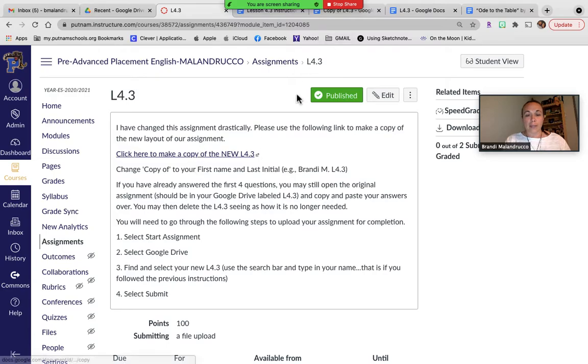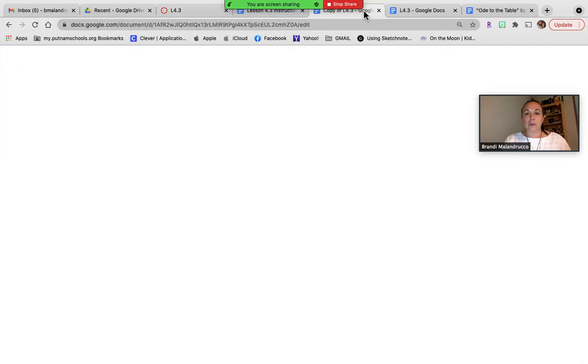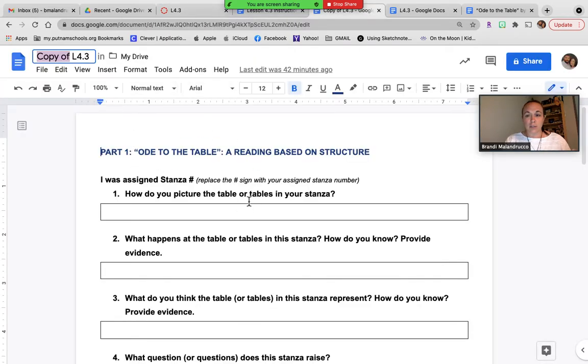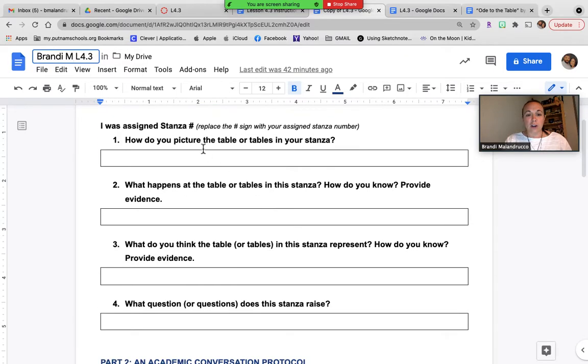Even if you didn't make a new one, this is the one you have to make now. So you're going to have this new copy. Change "copy of" to your first name and last initial. If you did already have this stuff done, tell me the stanza which I assigned you.